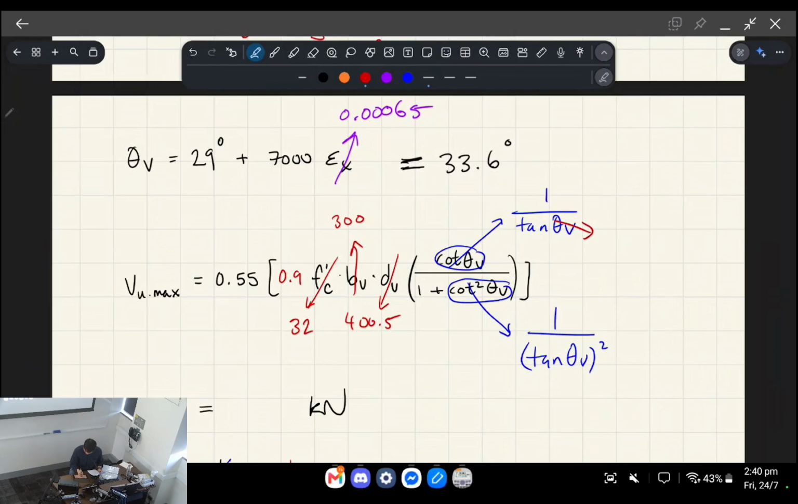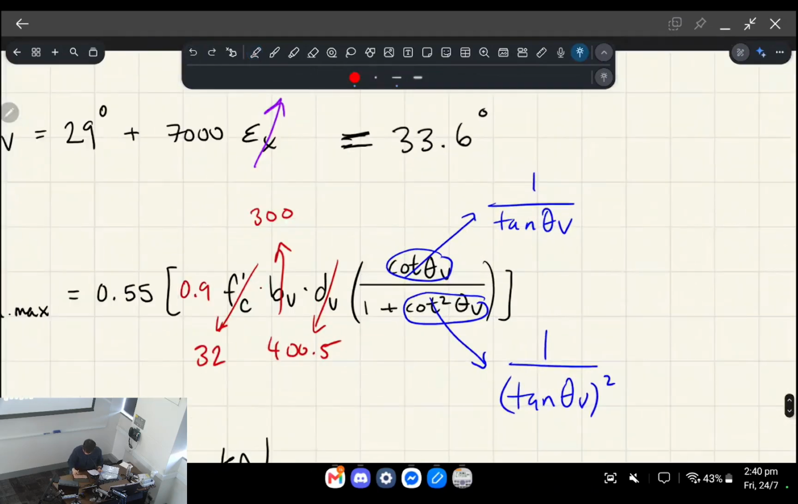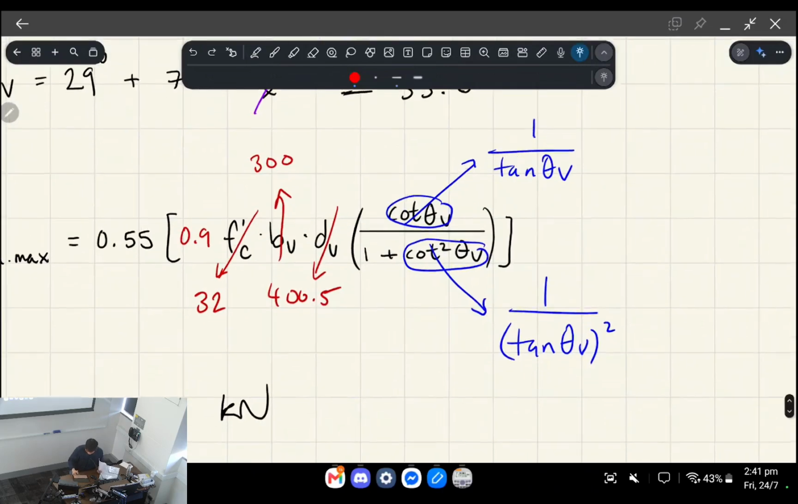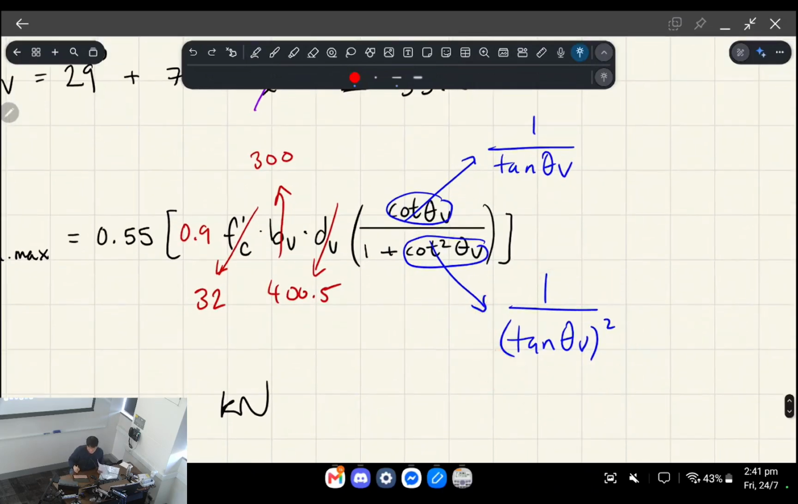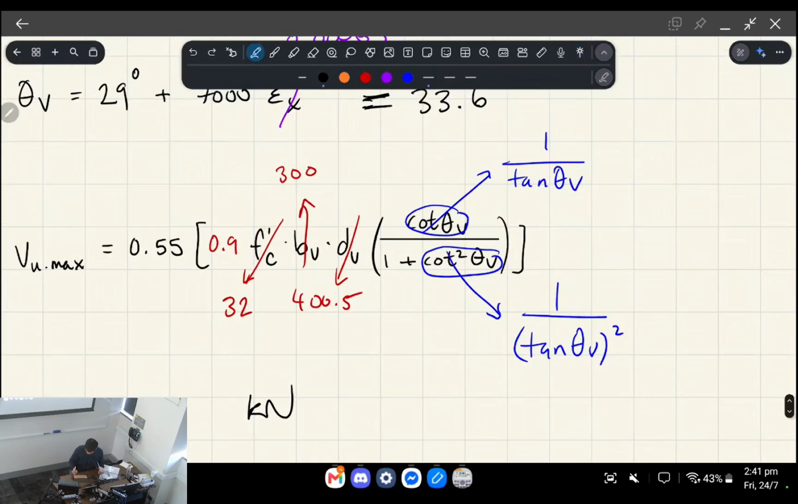Okay, one thing that's important to note is, I mentioned earlier, cot theta v is the same thing as 1 over tan theta v, right? So in your calculator, you can't type cot, but you can type tan. In this formula, it's going to say cot squared theta v. Again, you can't type cot squared into your calculator, so instead you have to type this fraction, 1 over tan theta v, squared. Okay, the whole thing's squared. If you think about it, cot squared is just cot multiplied by cot, right? So that's why we need to do fraction multiplication there, okay?